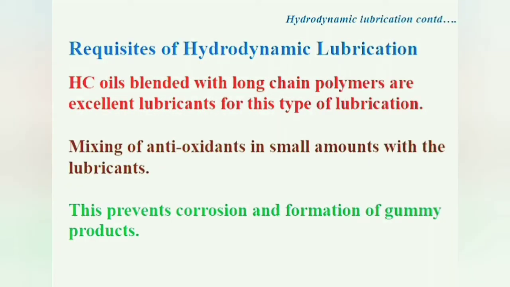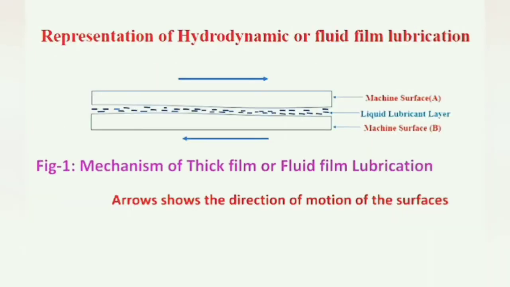Now let's see what are the requisites of hydrodynamic lubrication. First one, it should be blended with long chain polymers, and they act as excellent lubricants. Mixing of antioxidants in small amounts with the lubricants prevents corrosion and formation of gummy products in the machine, thereby preventing the corrosion of the machine parts.